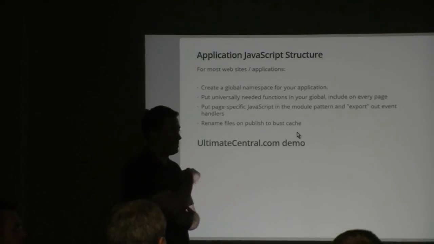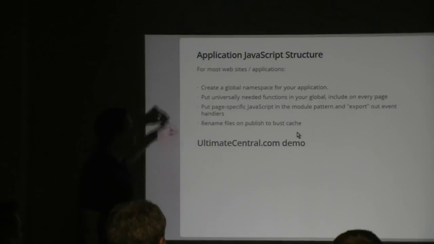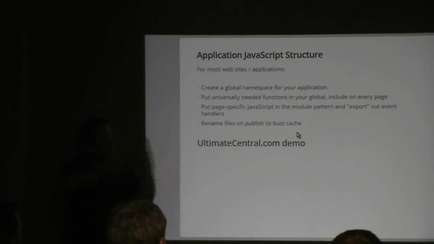What was your module pattern, where you export your data in your demo? That's when I'm creating that anonymous scope. So you're creating an anonymous scope and exporting things out of it. It's called the module pattern.